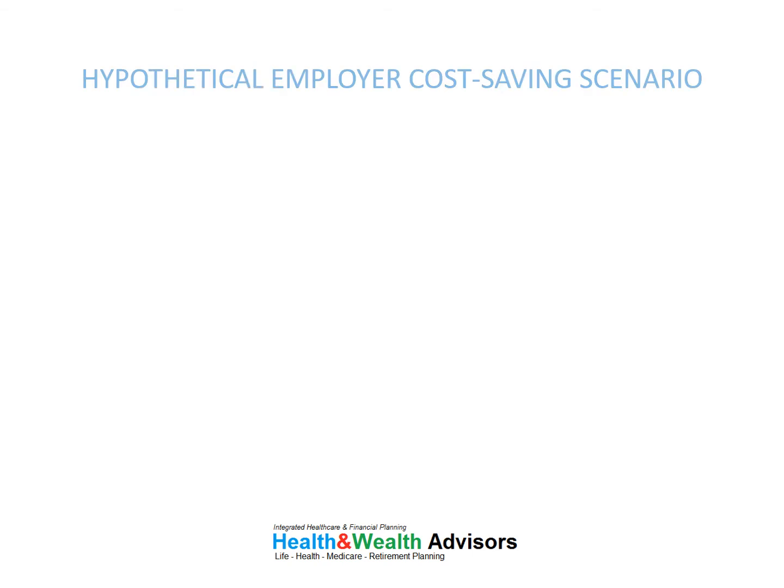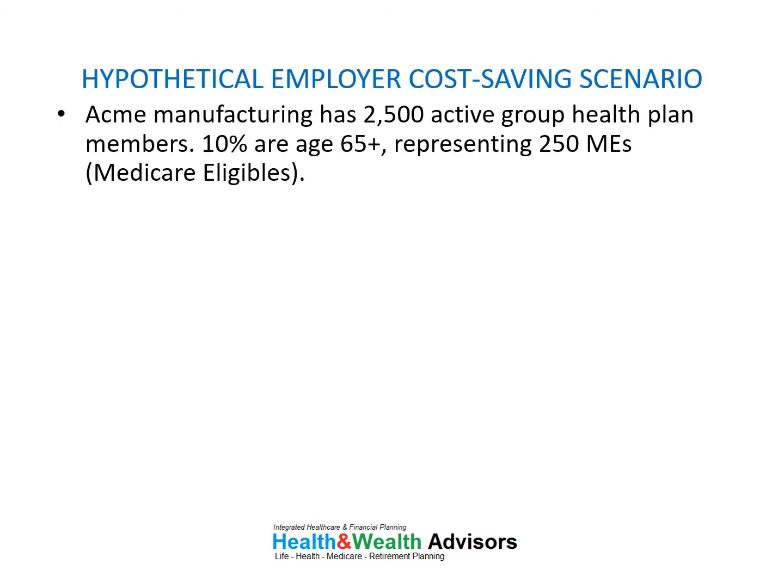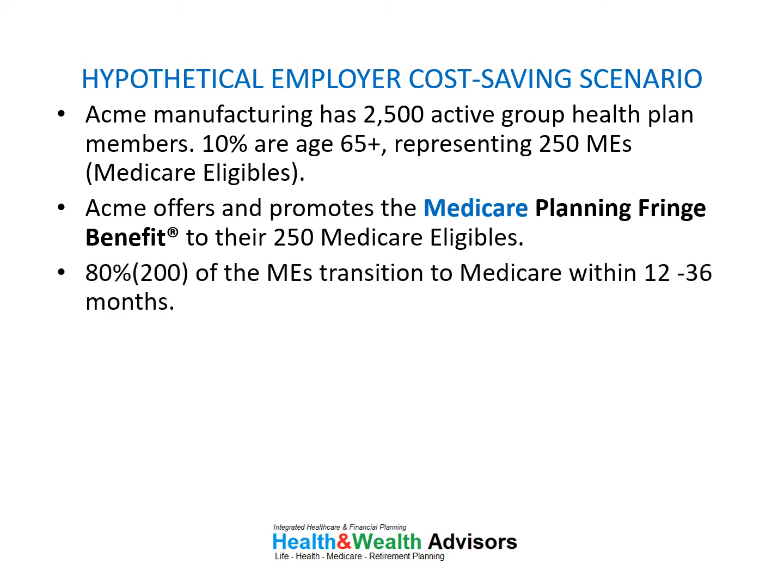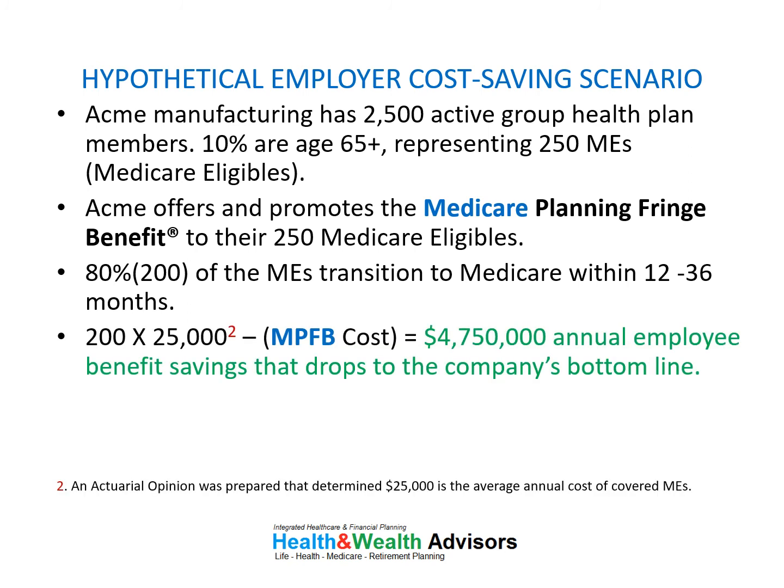Acme Manufacturing has 2,500 active group health plan members. 10% are age 65 or older, representing 250 Medicare eligible employees. Acme's management has decided to offer and promote the Medicare Planning Fringe benefit to their Medicare eligible employees. It's anticipated that 80% of their Medicare eligibles will transition to Medicare within 12 to 36 months.